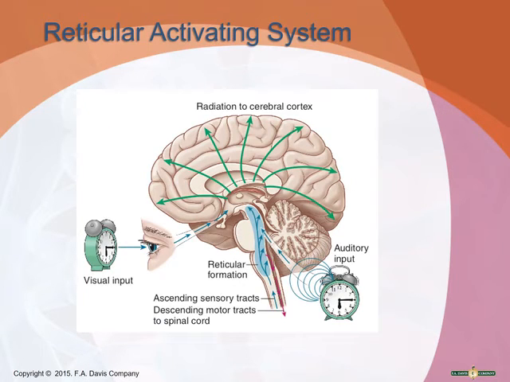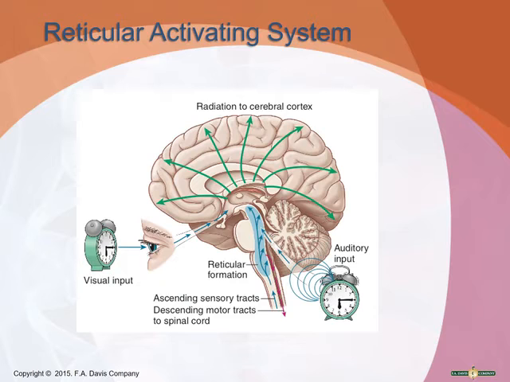There's a set of interconnected nuclei called the reticular formation that's scattered throughout the brainstem. Fibers extend from there to the cerebrum, to the cerebellum, and to the spinal cord. One component of this formation is the reticular activating system.